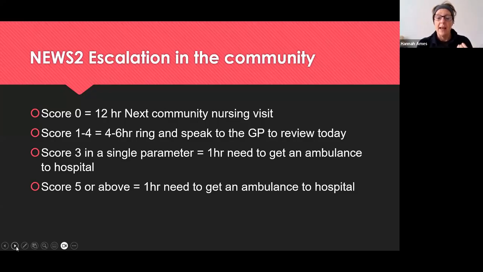You need to ring and speak to a GP today and ask for a review. If they're scoring 3 in a single parameter, then they need hourly monitoring and you need to ring an ambulance and they need to go to the hospital. And again, if they're scoring 5 or above, then again, you need hourly monitoring and you need an ambulance and they need to go to hospital. So just remember your community verbalisation escalation because it's not on your chart because you'll have a hospital chart in your OSCE.